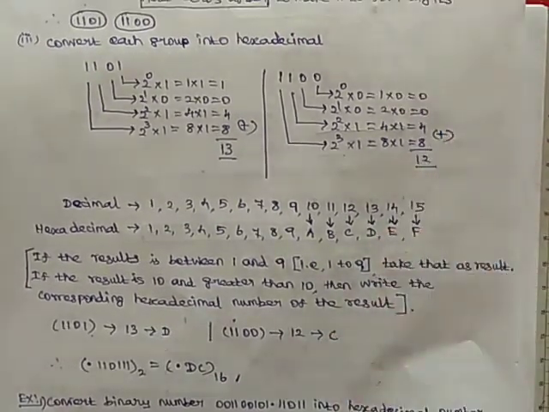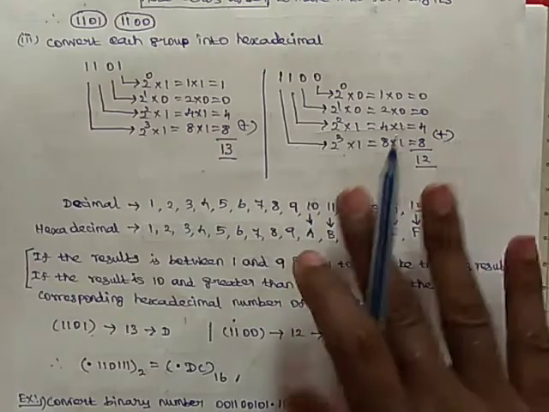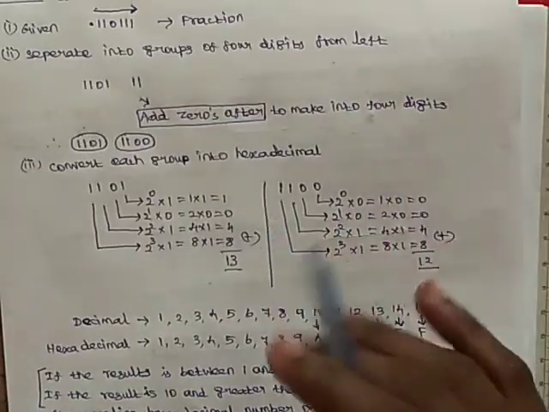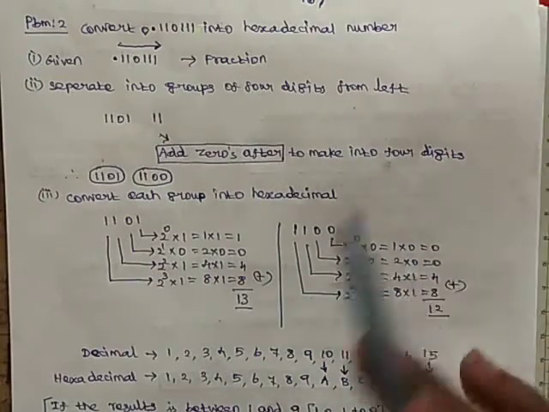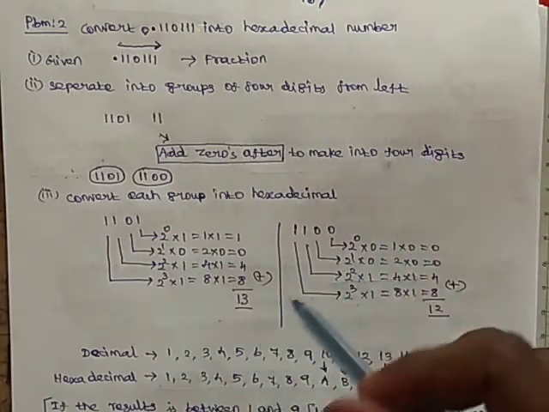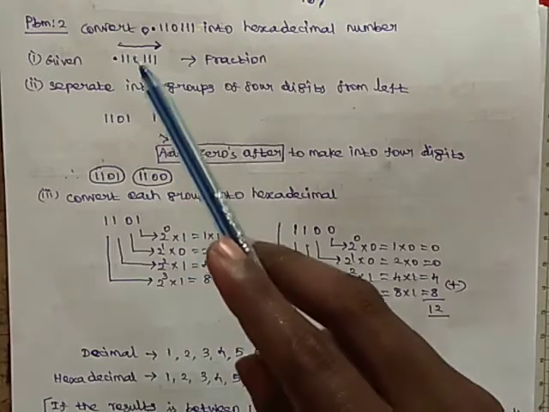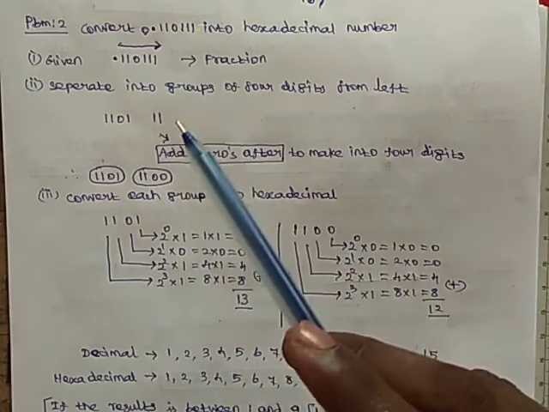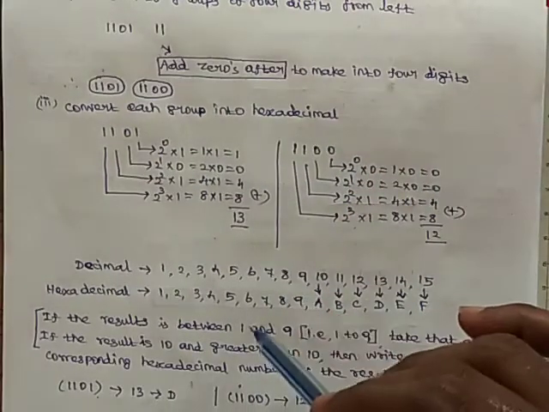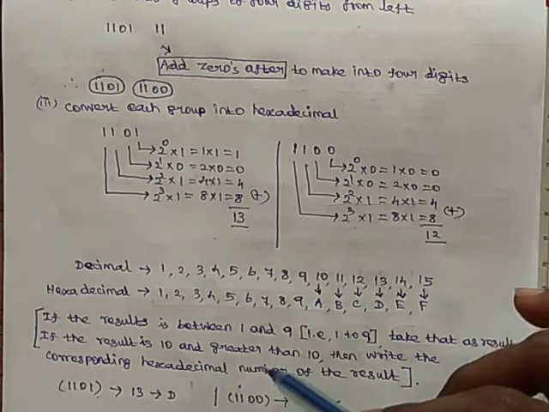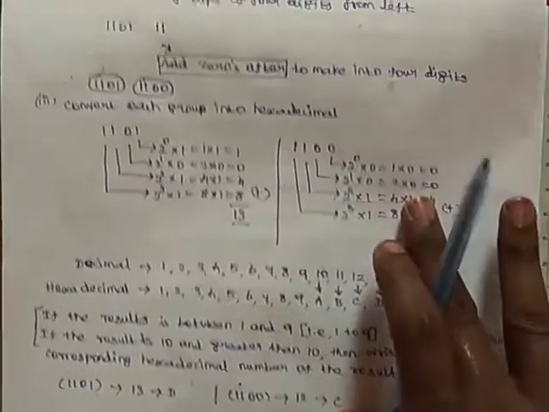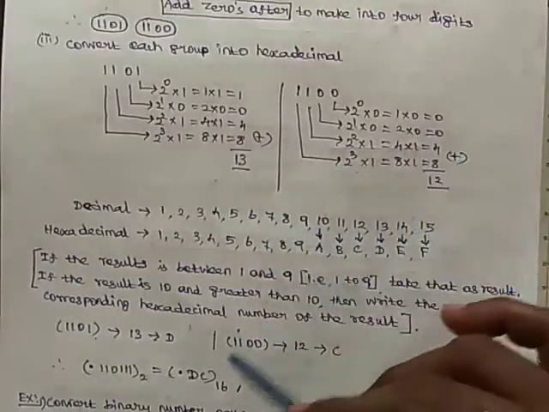Students, remember one thing: for the integer part you form the groups from right to left, and to make a 4-digit group you add 0 before the number. For the fractional part you form the groups from left to right, and you add 0 after the number. If the result is between 1 and 9, use the result as such. If the result is 10 or greater, convert it to the corresponding hexadecimal digit, and then write the answer.